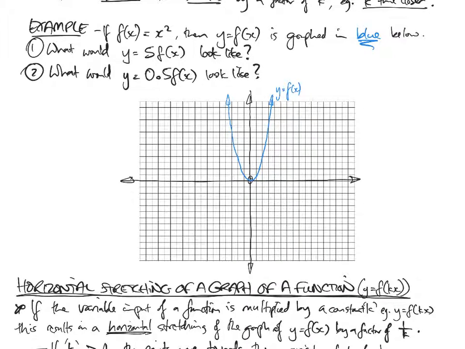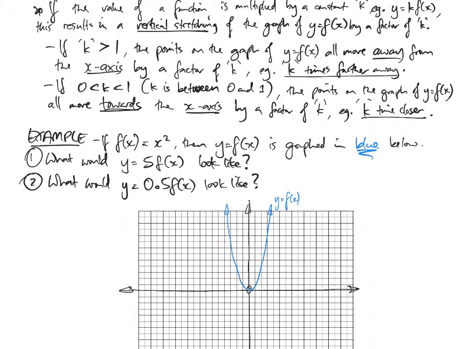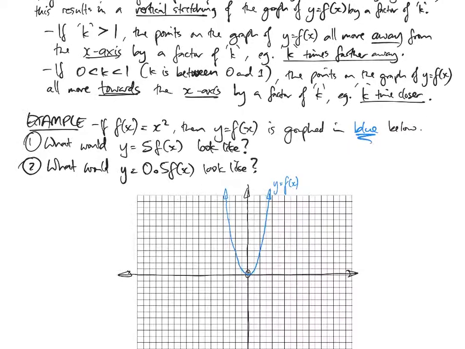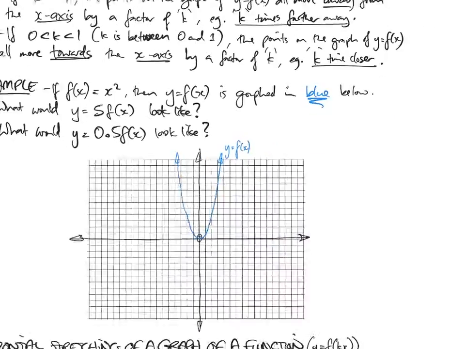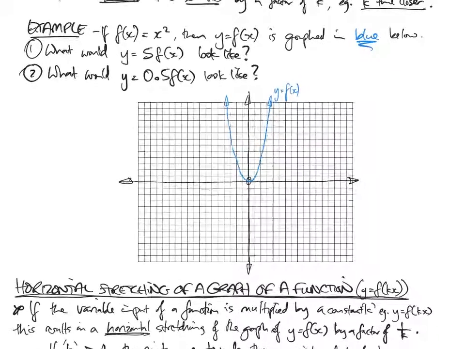So let's use the same example we've been using before. Our function of x is going to be x squared. And then we're going to graph it, so make that function equal y, so the y value is always going to be whatever the x value is squared, and that's graphed in blue below. We've seen that before, we're going to see it again. So what would y is equal to 5 times the function of x look like? So we have said that's going to result in the points all moving away from the x-axis by a factor of k. So it should be stretching upwards.